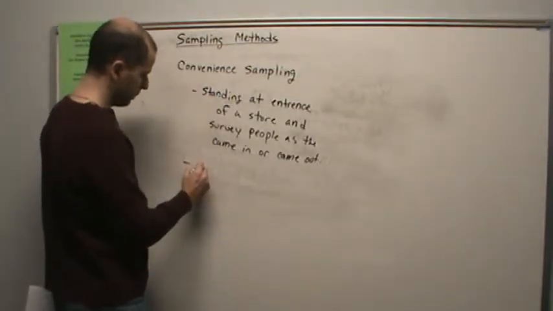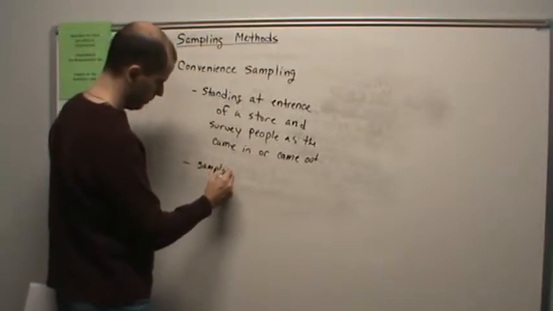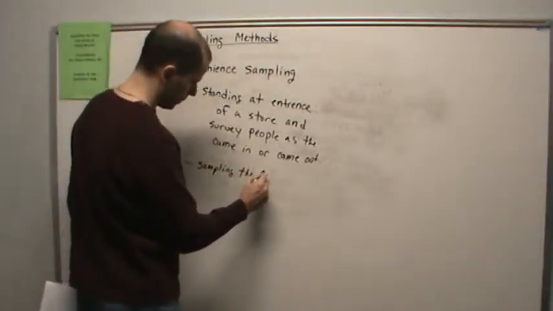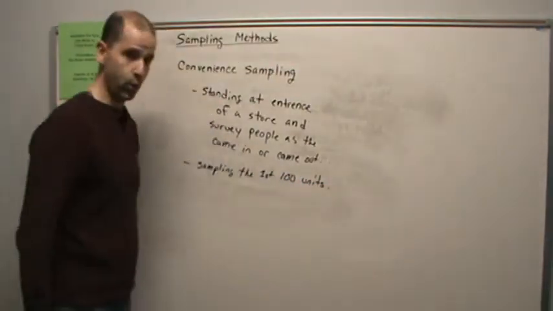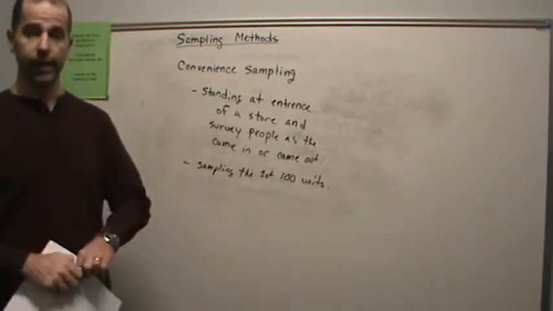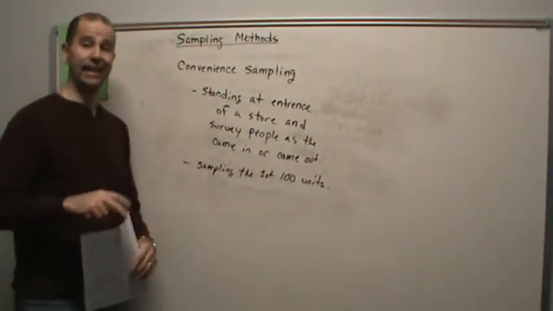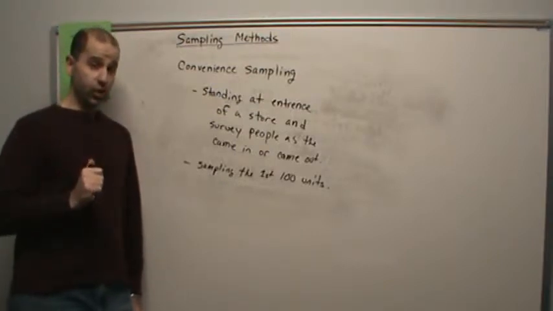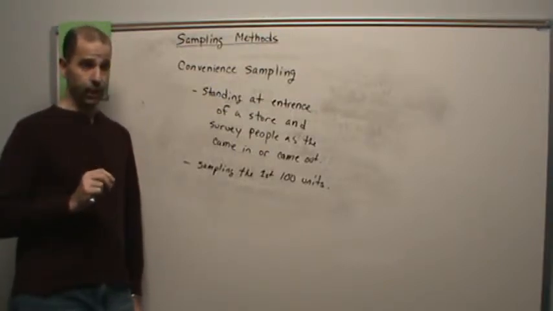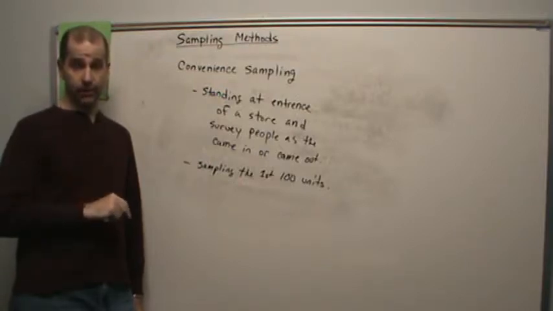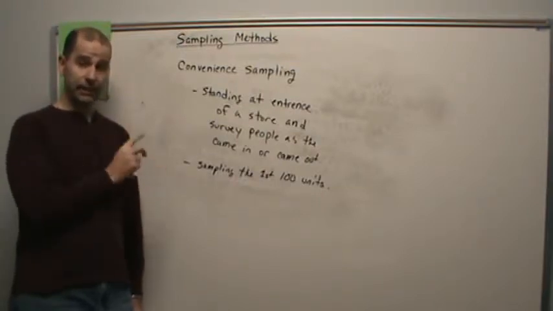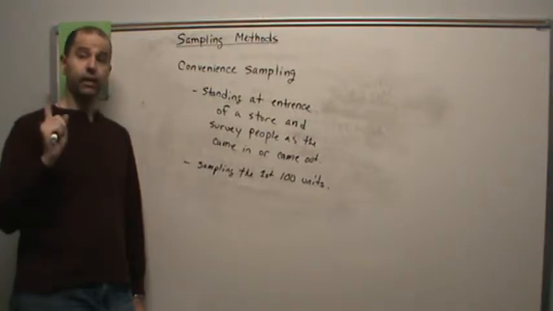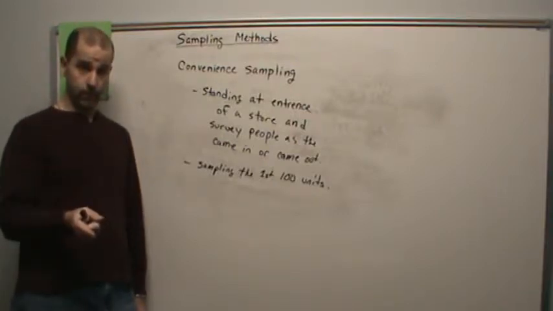So just sampling the first 100 units that come off the belt of an assembly line. Now, the thing about convenience sampling is that it is convenient, but it usually is not representative of the population. So therefore, we're going to talk about bias in a little bit. Convenience sampling tends to not be representative.